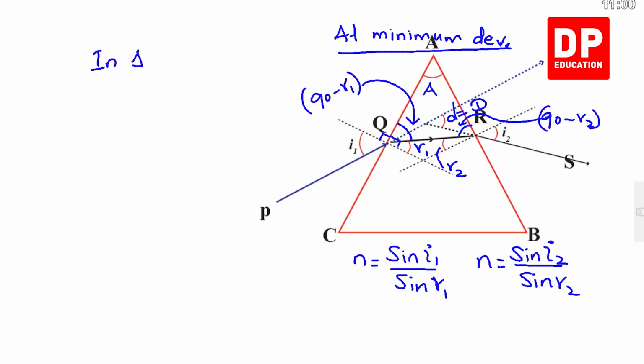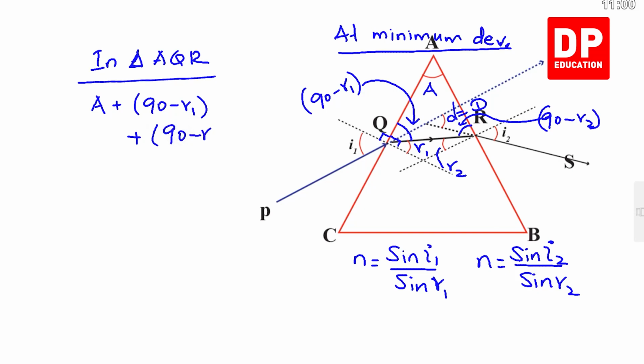In triangle AQR, consider triangle AQR, the top angle is A, this angle is 90 minus R1, the other angle is 90 minus R2. In a triangle, if you add all three angles, it must be 180 degrees. Equate this to 180. 90, 90, 180 will cancel out. You have A minus R1 minus R2 equals 0. R1 plus R2 equals A. This is equation number 1.